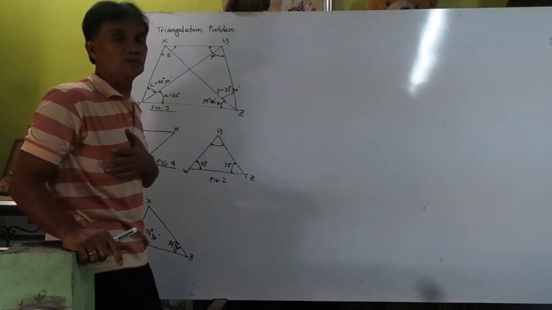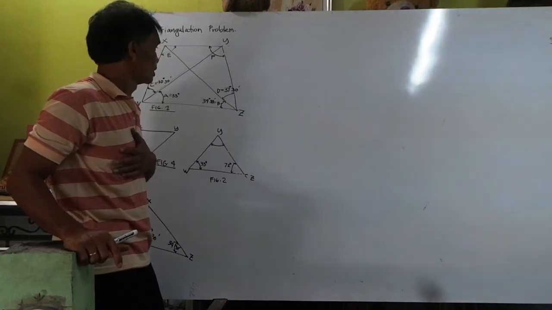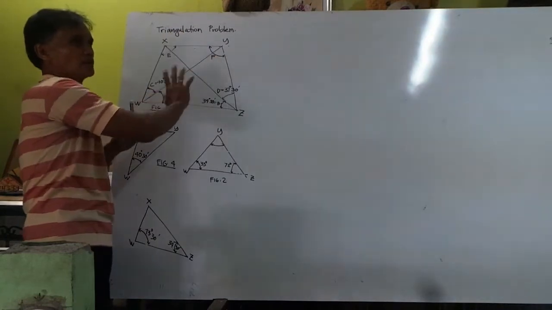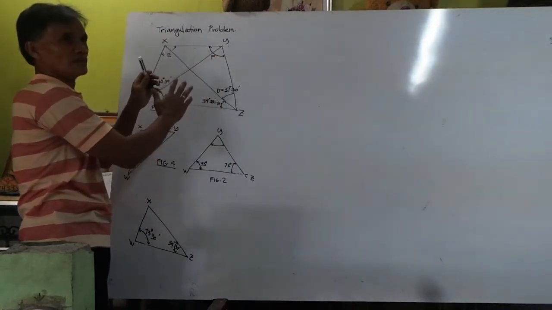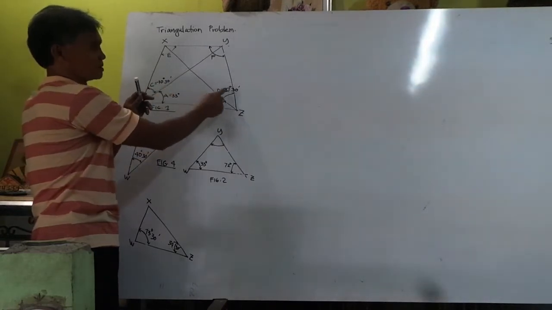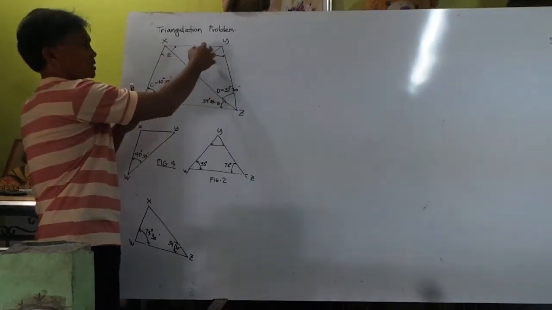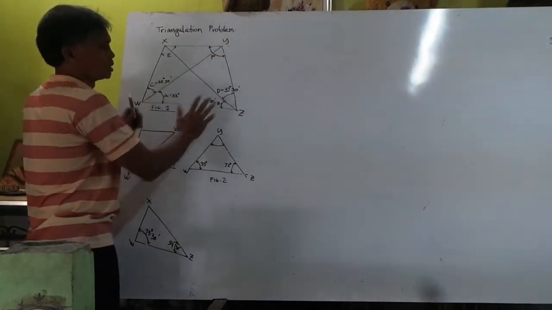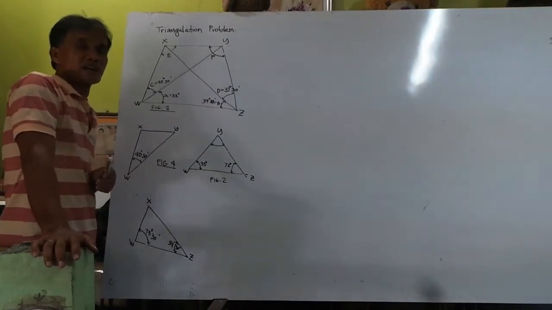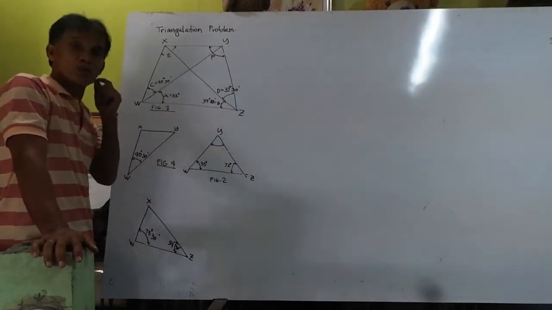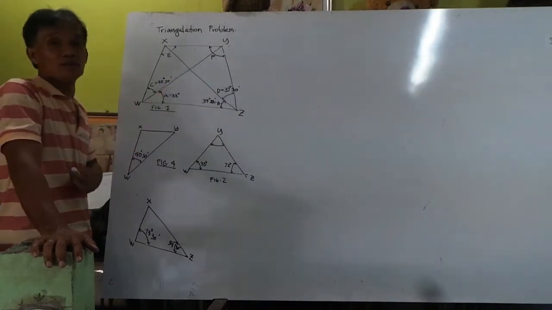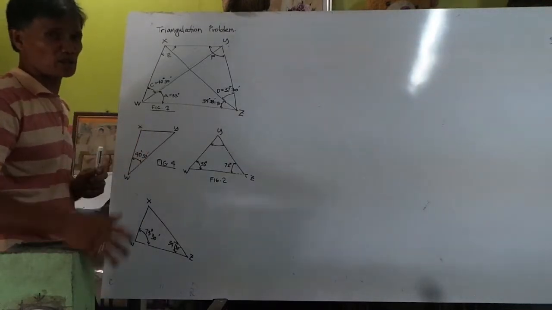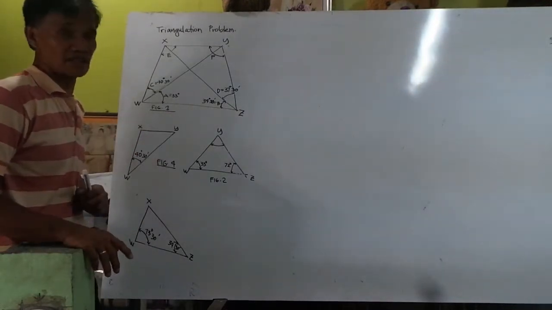To solve this problem, we can assume any dimension of the triangle in order to solve these two unknown angles, because the angles used are the same. So take note, we can assume any number for the length of one side.